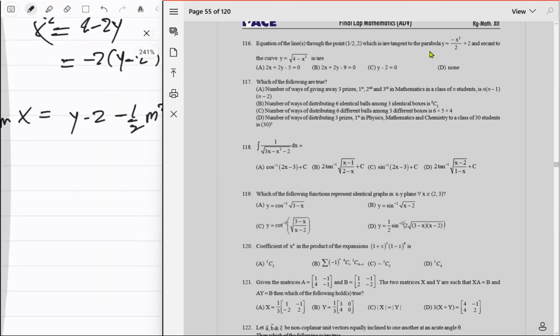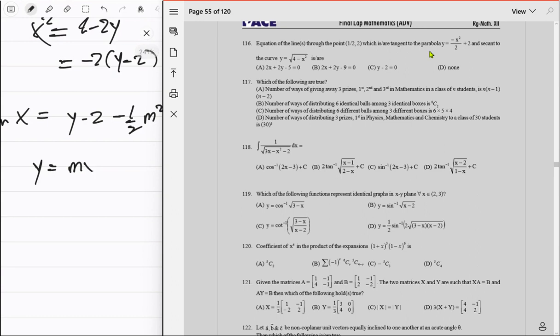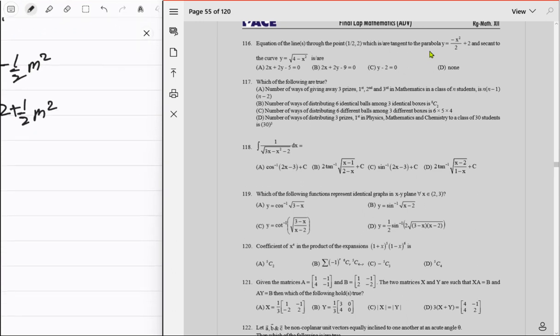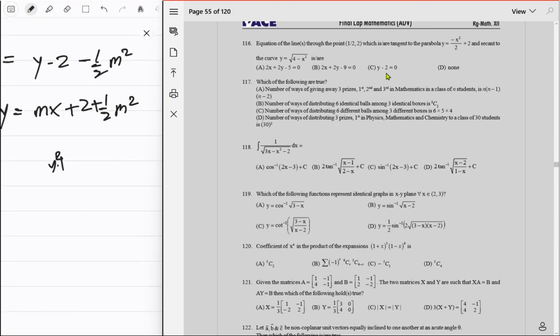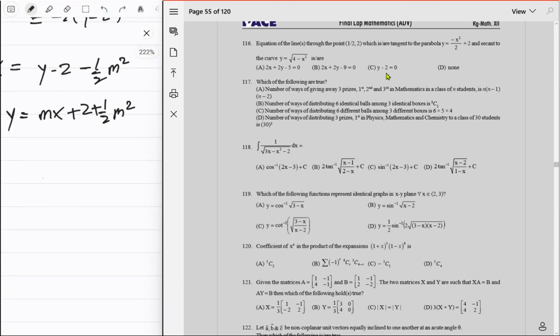So what do we get? y = mx + 2 + half m². This should pass through (1/2, 2), and it's a secant to this curve. We'll check the curve: x² + y² = 4, but only the positive version, so only this upper part.